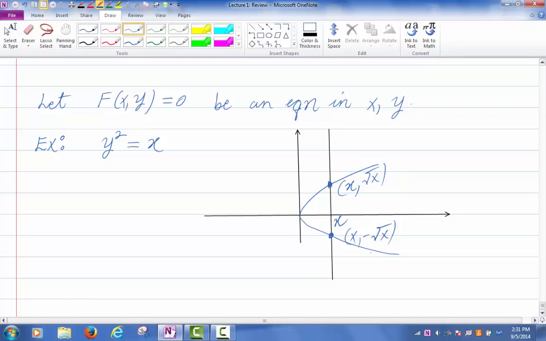So if you have at least one vertical line that intersects the graph at more than one point, then it's not going to be a function. Is that clear? You can remember that? Okay. So this is not a function by the vertical line test.